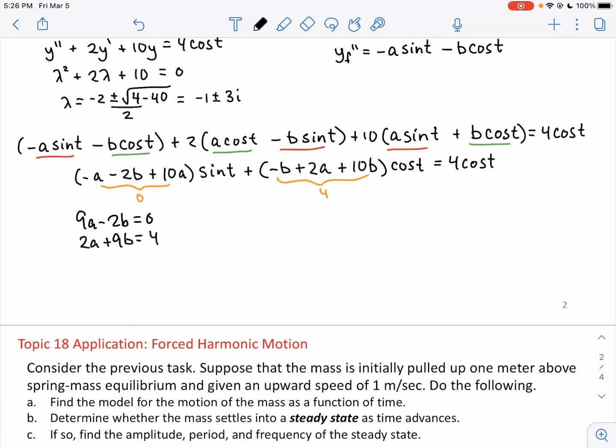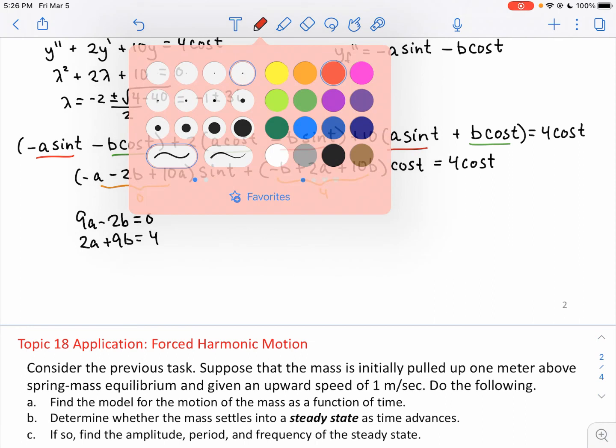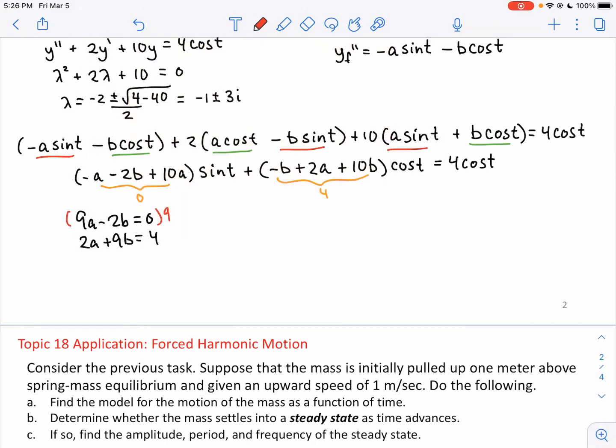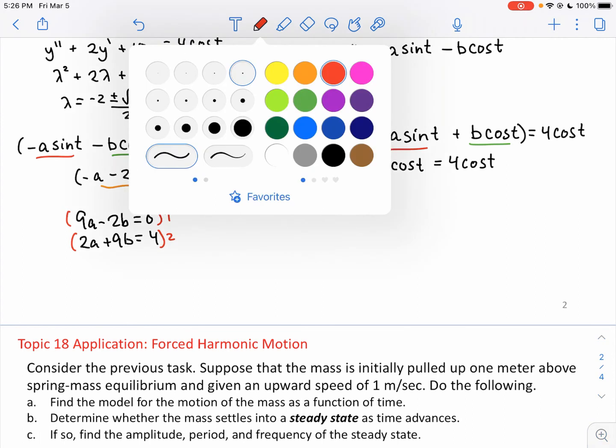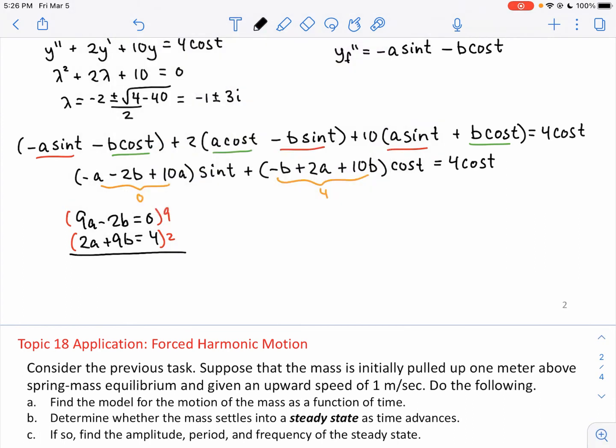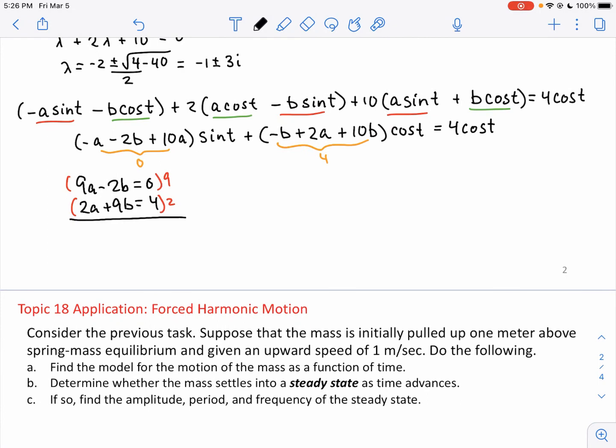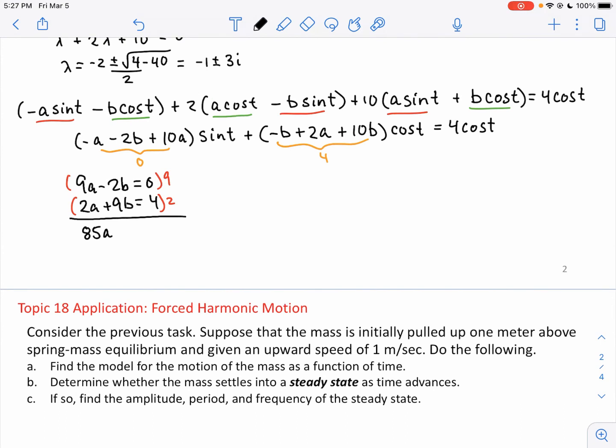I'm going to use elimination, and I'm going to eliminate the b's. So I'm going to adjust both equations. I'm going to multiply the top equation by 9, the bottom equation by 2, and then add them together. This should eliminate our b's. So 9 times 9, so I have 81a plus 2 times 2a. Right now I'm just adding up the first columns. So we have 81a plus 4a, so we have 85a. Then we have negative 18b plus 18b, so the b's cancel as we designed. And then we have 9 times 0 plus 4 times 2, so we just get a nice 8 here. That tells us a has to be 8/85.